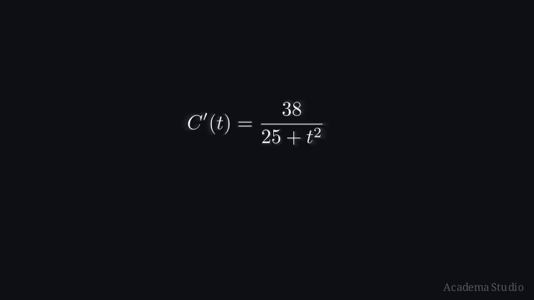C prime of t equals 38 over 25 plus t squared. So 38 over 25 plus t squared equals 0.1 natural log of t.